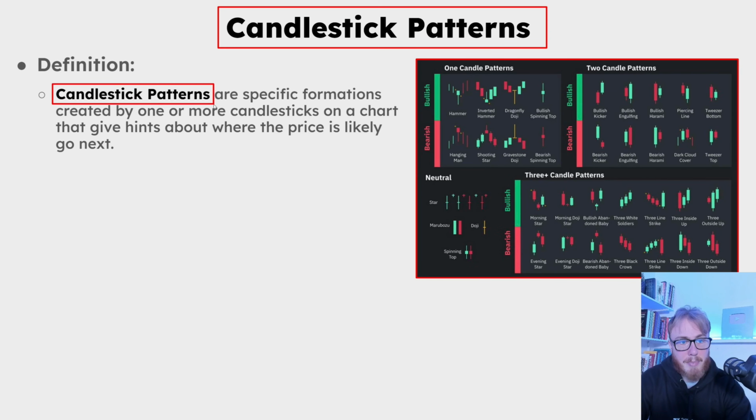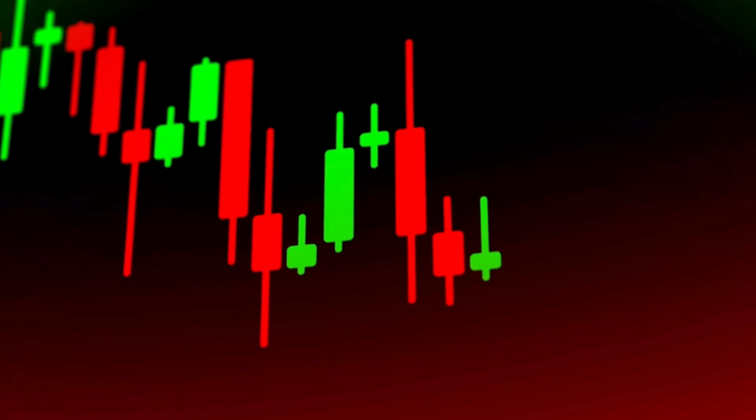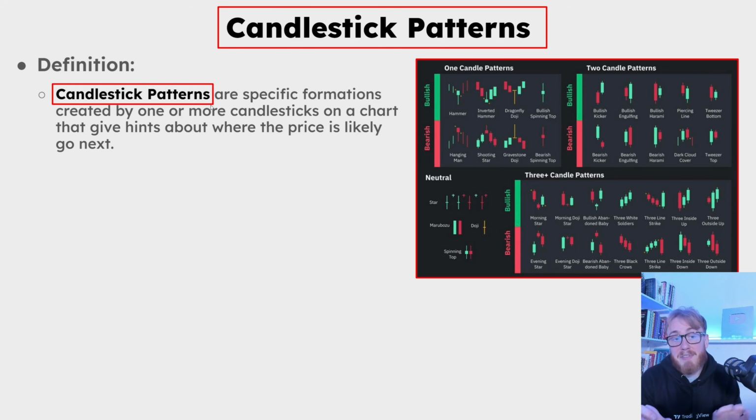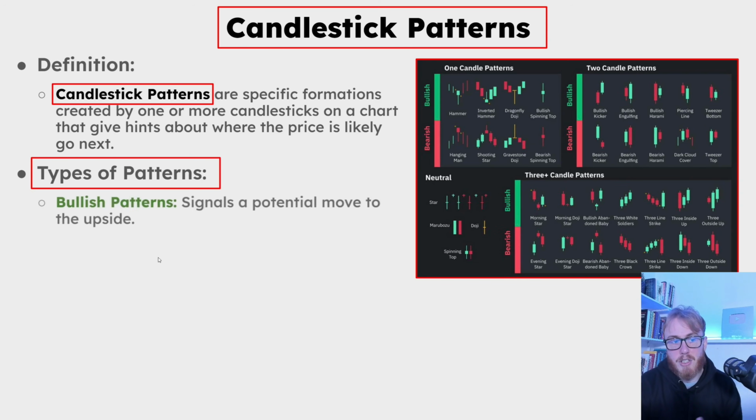Well, candlestick patterns are specific formations created by one or more candlesticks on a chart that give hints about where the price is likely to go next. And here we have multiple different types of patterns. The first type we have right here are bullish patterns.